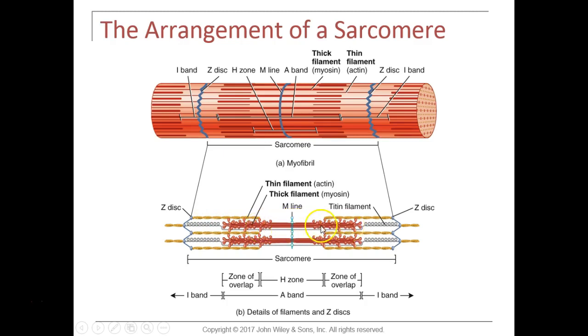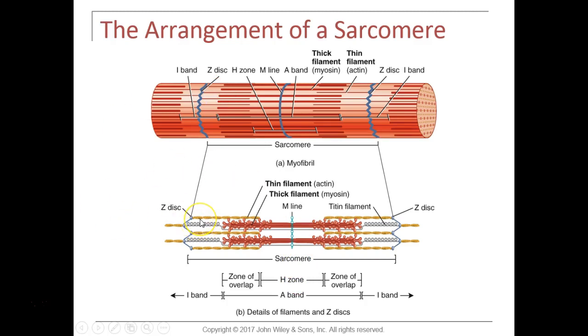In the very middle of the myosin thick filament, we have another bundling protein that organizes the myosin filament in the middle, and that's called myomesin. I'm going to show you that name in a minute. And the myomesin forms a little bitty line in the middle of the thick filament called the M line. So let's look at this sarcomeric unit for a minute.